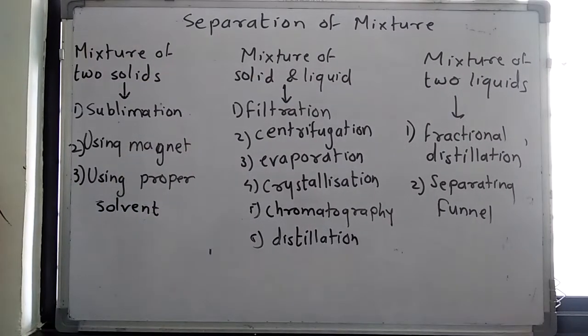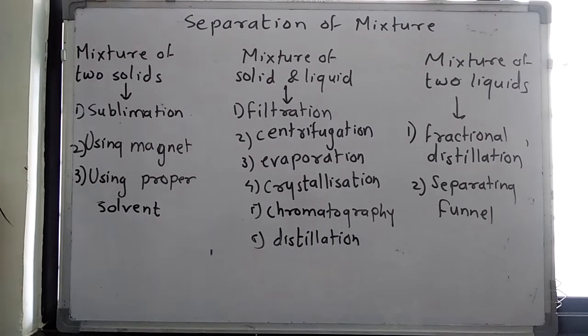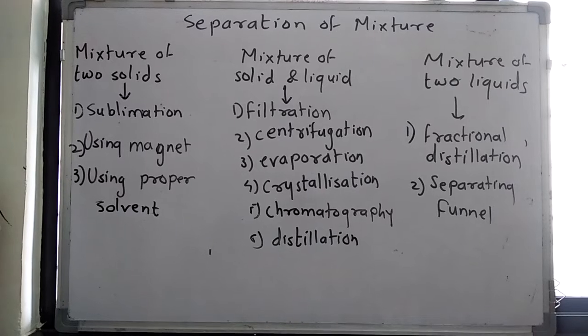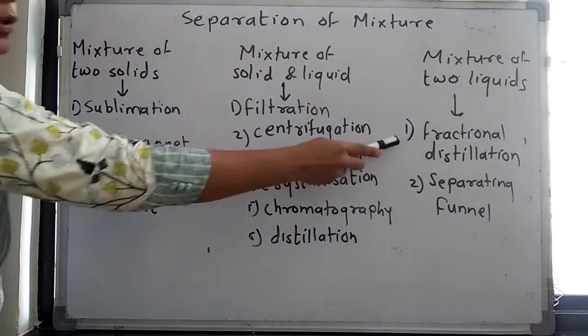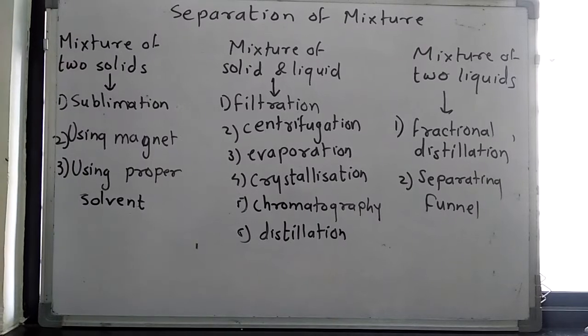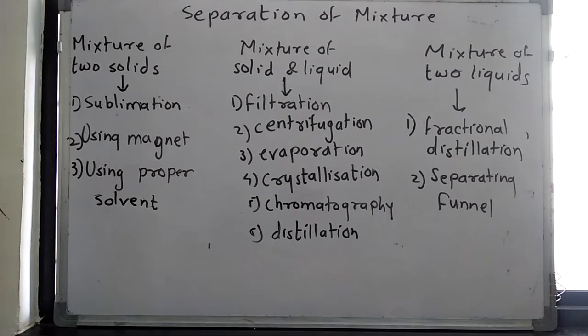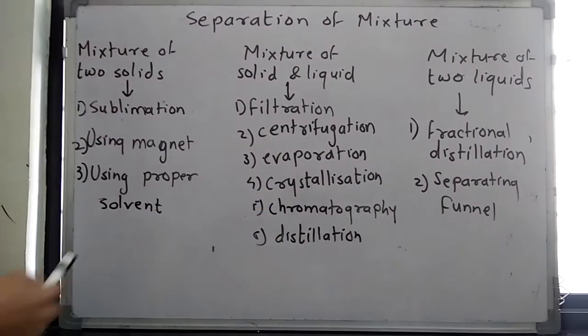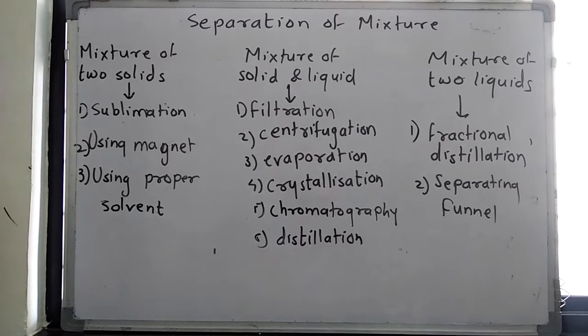And the last type is mixture of two liquids. When two liquids mix together, how can we separate them? By using two ways: the method of fractional distillation, and second one is separating funnel. So this is the flow chart that we are going to study, what actually we have to study.